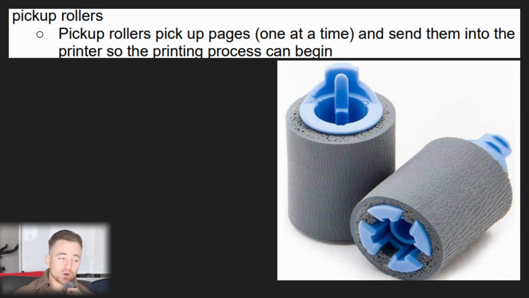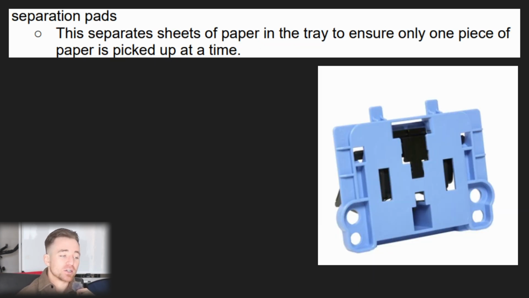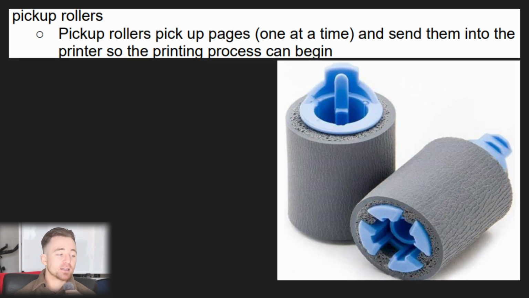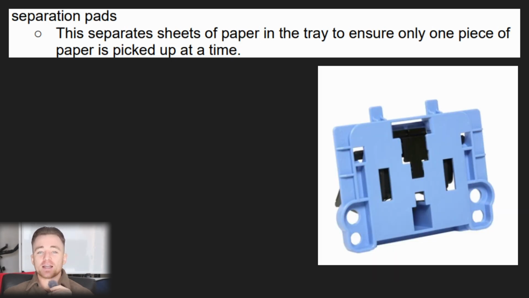And you also have your pickup rollers, which are picking up the pages. These are picking up one page at a time and sending them into the printer to make sure the printing process can actually begin. And then, of course, your separation pads, which separate sheets of paper in the tray to ensure that only one piece of paper is picked up at a time. So the pickup rollers and separation pads are working hand in hand to make sure that we're picking up one piece at a time and we don't get a paper misfeed, where everything gets bundled up and all of that bad stuff happens.